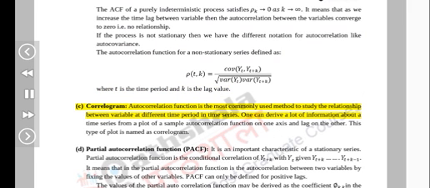C. Correlogram. The autocorrelation function is the most commonly used method to study the relationship between variables at different time periods in a time series. One can derive a lot of information about a time series from a plot of the sample autocorrelation function on one axis and lag on the other. This type of plot is named a correlogram.